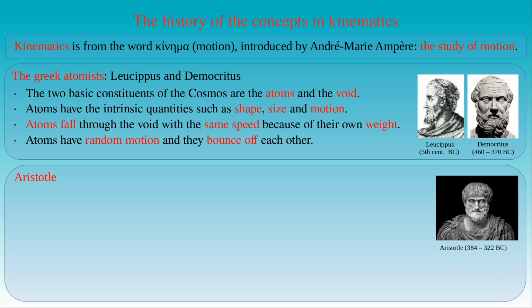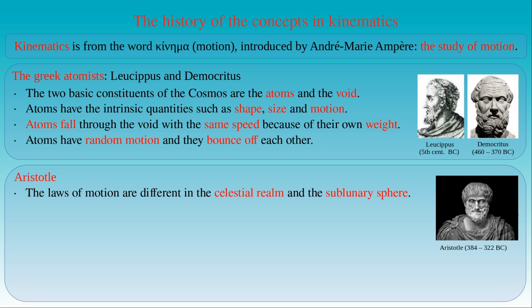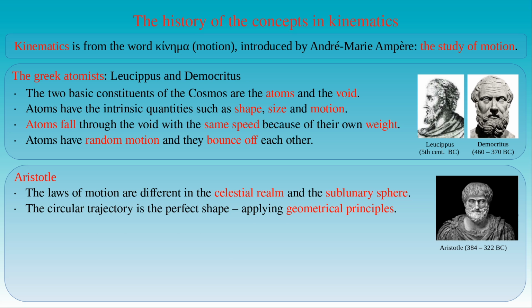Based on his geocentric cosmological concepts, Aristotle stated that the laws of motion are different in the celestial realm, that is in the heaven, and in the sublunary sphere, that is in the region below the moon. Applying the geometric principles inherited from the Pythagoreans and Plato, he considered the circle as a perfect shape. Therefore, the uniform circular motion of the stars and planets indicates the divine nature of the celestial spheres.